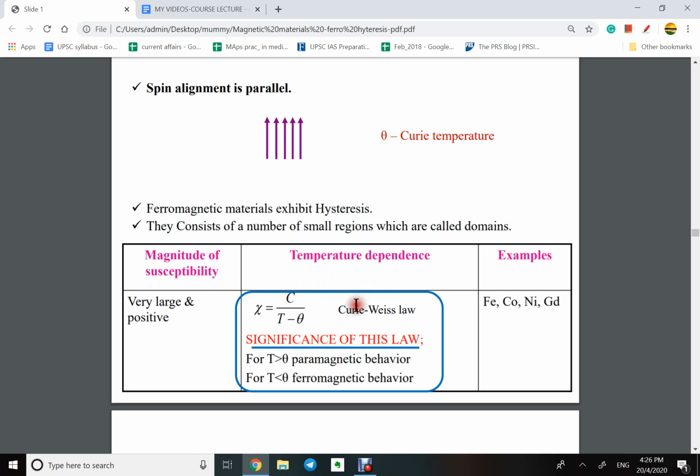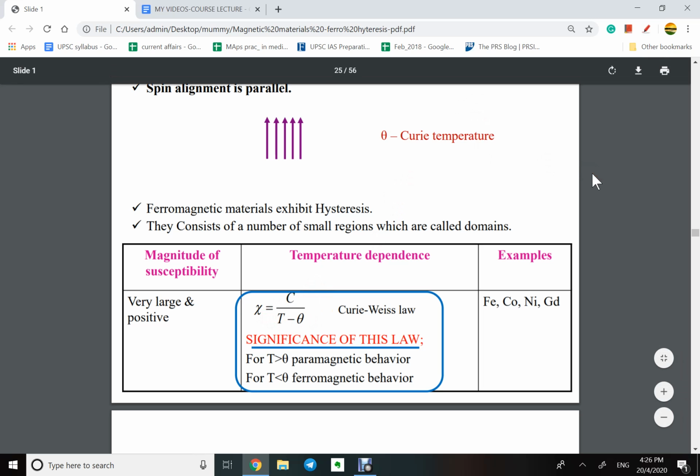These materials obey one law known as the Curie-Weiss law, which is the equation for susceptibility. Susceptibility of ferromagnetic material is equal to C, the Curie constant, divided by T minus theta, where theta is the Curie temperature.